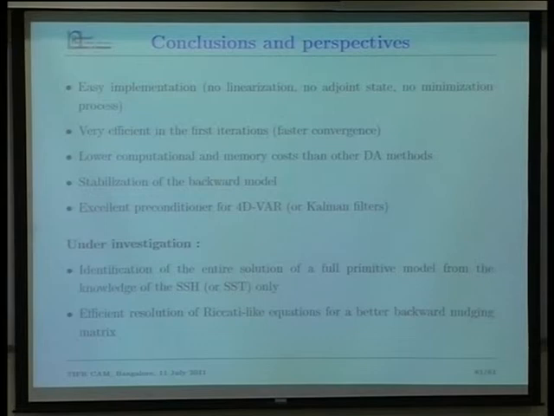So you have very fast convergence and for a low computational and memory cost, because you don't need to store anything, there is no adjoint, there are no huge matrices. There is some interest for stabilization of the background model, or, if you assume that you have some model which is unstable, it's not data assimilation, but it could be interesting to be able to stabilize it if you have some observations of your system.